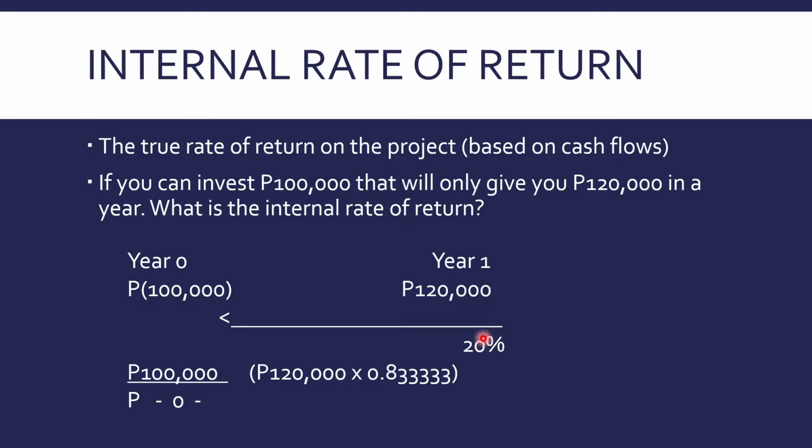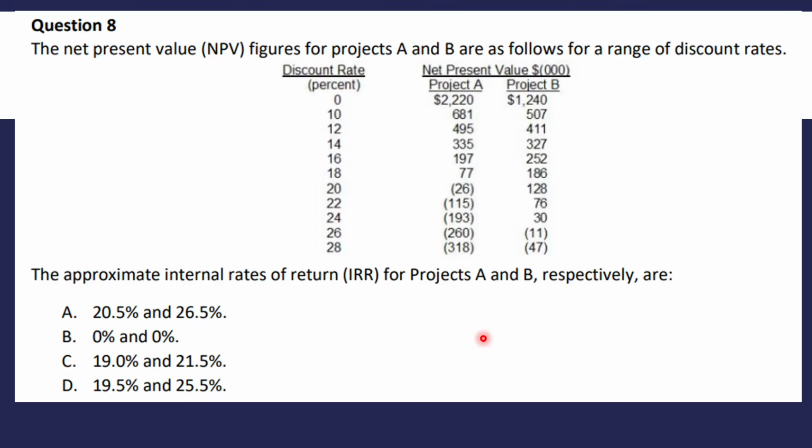I'm going to give you the following problem first. Okay, I'll give you 1 minute for this one. The NPV figures for projects A and B are as follows for a range of discount rates. The approximate IRR for projects A and B respectively are, go.